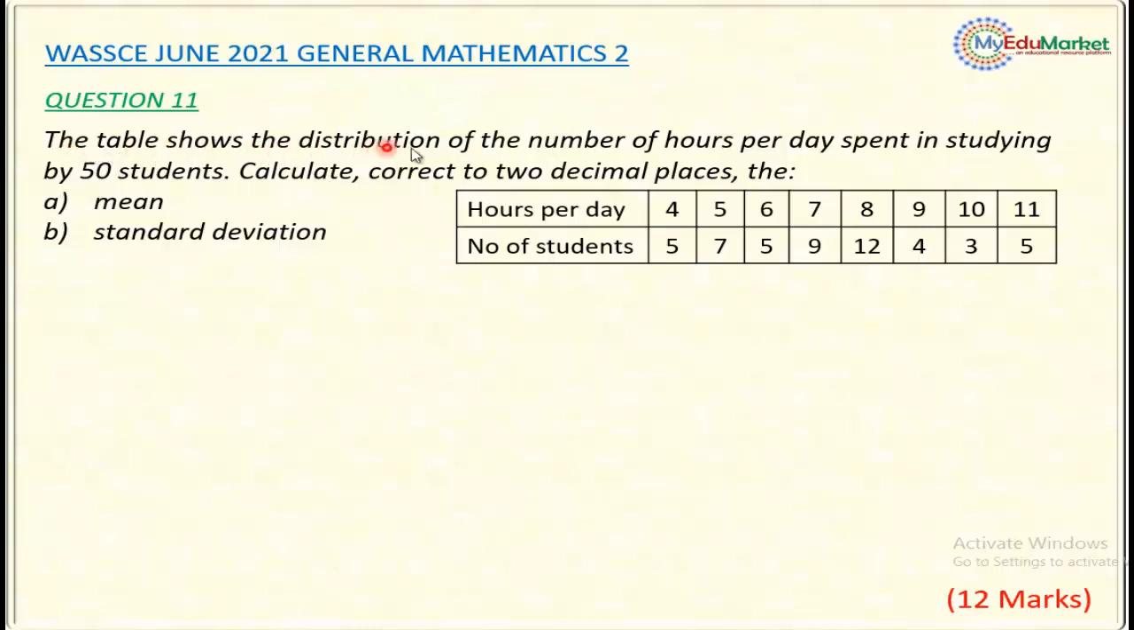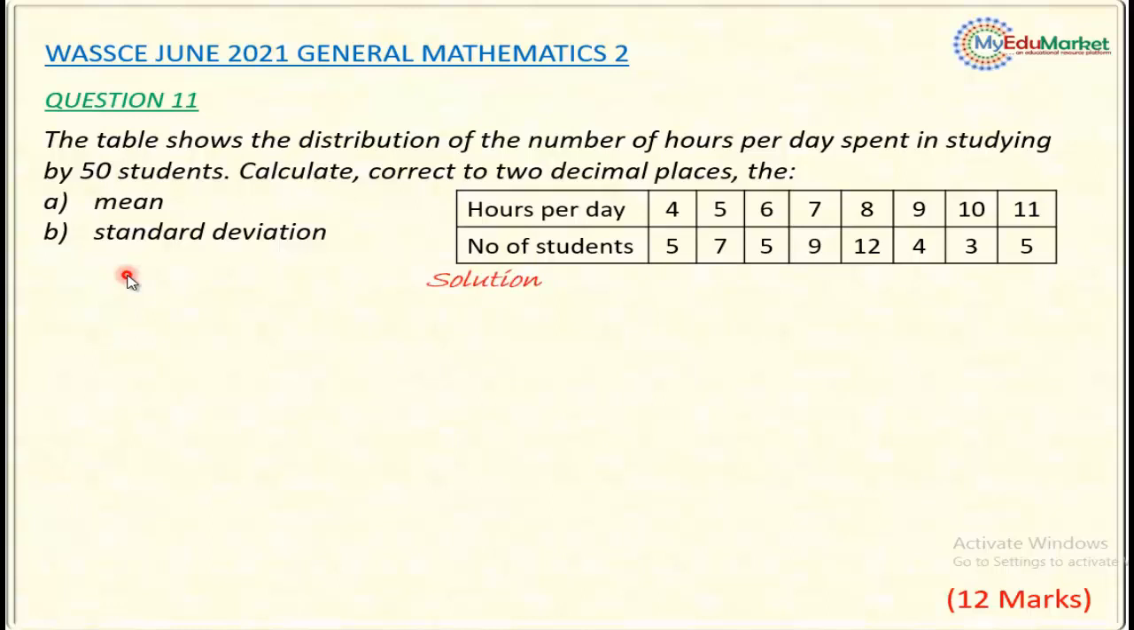The table shows the distribution of number of hours per day spent in studying by 50 students. The question asks us to calculate, correct to 2 decimal places, number A, the mean, and number B, the standard deviation. This is the table of the distribution, hours per day. The number of students that study those hours per day is given in this table. So let me attempt to answer this very question.